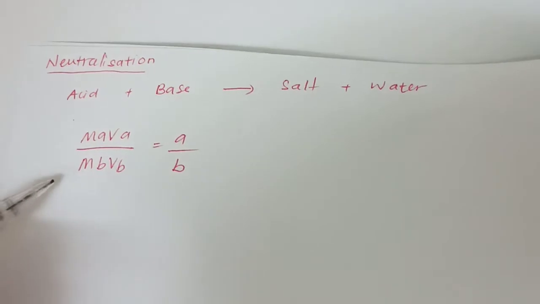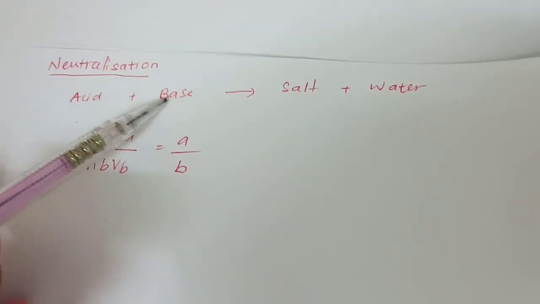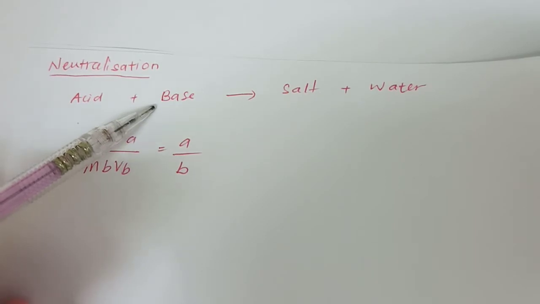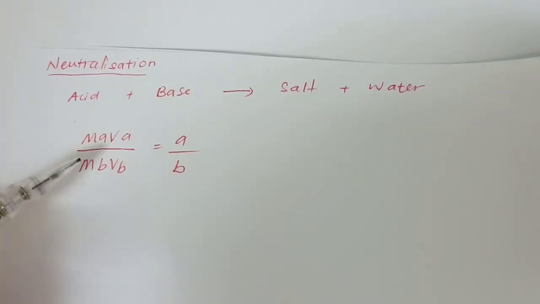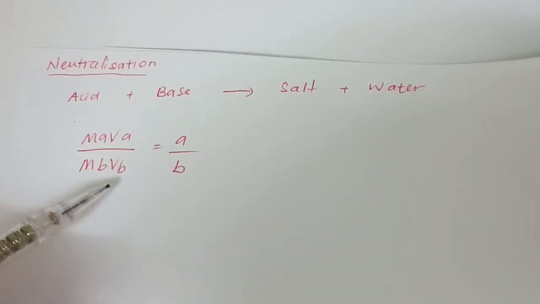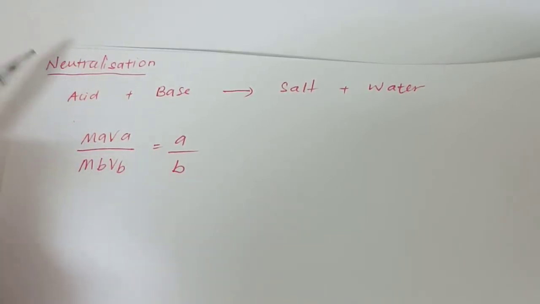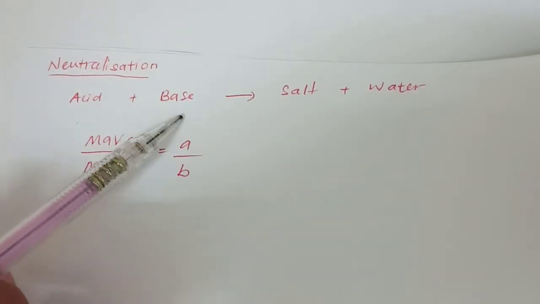Right, so yesterday I also shared the formula that we use for the reaction between acid and base, or acid and alkali. Take note, don't forget that alkali and base are the same thing. The difference is that alkali is soluble in water. So for the formula here, MaVa over MbVb equals A over B. This will only be used for neutralization reactions involving acid and base.